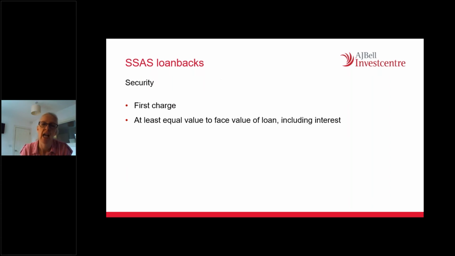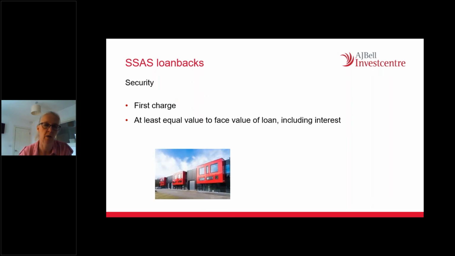Security, first of all. The full amount of the loan plus interest has to be secured with a first charge. So in an ideal world, a SSAS making a loan to the sponsoring employer would have security of a commercial property. That would be the perfect scenario, when it doesn't have a mortgage on it, because it has to be the first charge. If there's a mortgage on it, no lender is going to let you take priority over the mortgage, so it's not going to be practical. So it'd have to be an unencumbered commercial property. That would be fantastic. Now, in the real world, that does happen sometimes, but not that often.